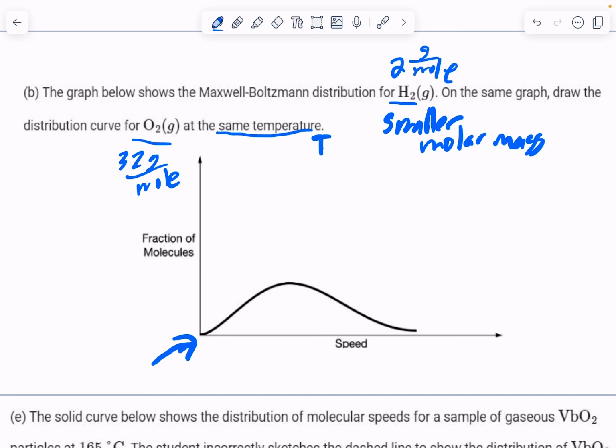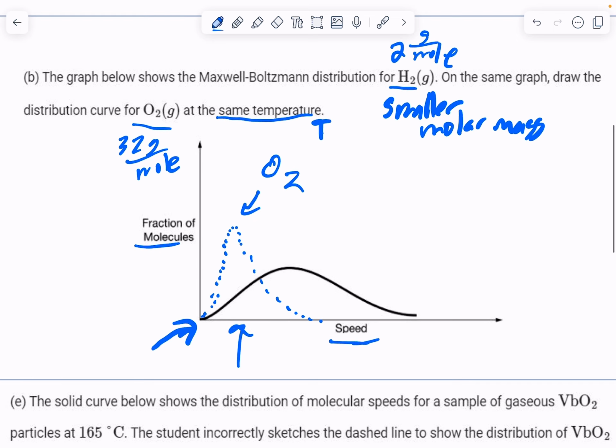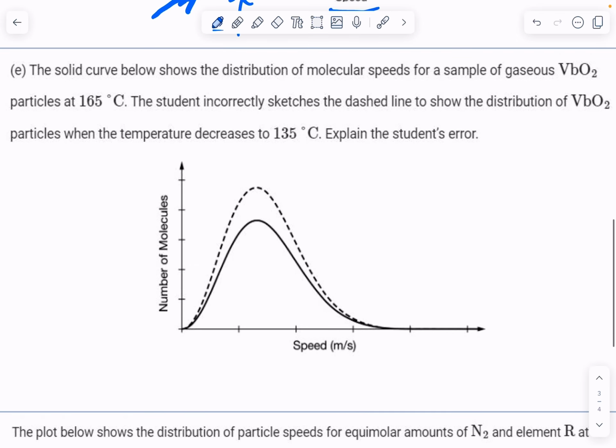So overall, in terms of speed versus fraction of molecules, we should have a dotted curve that shows more molecules that are moving at slower speeds compared to the hydrogen. Okay, if this is hydrogen, then this dashed line will be oxygen right there. So that would be a Maxwell-Boltzmann distribution for oxygen relatively. What they're going to be looking for is a higher peak and closer to the left. So as long as you do something along those lines, you should be okay in answering this for the AP test.